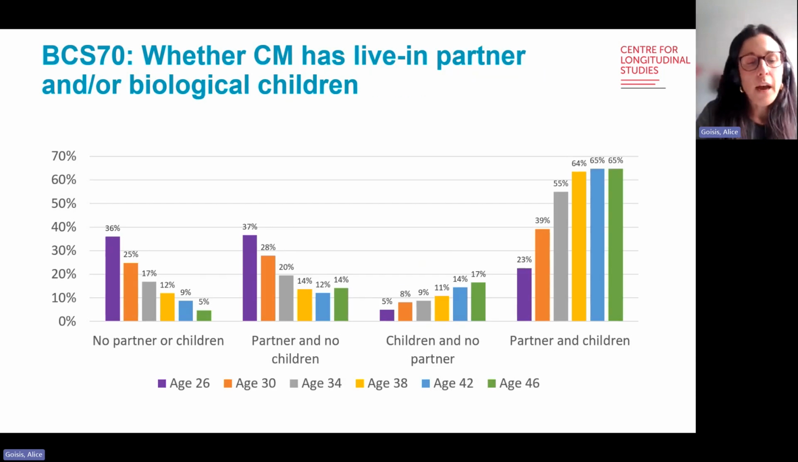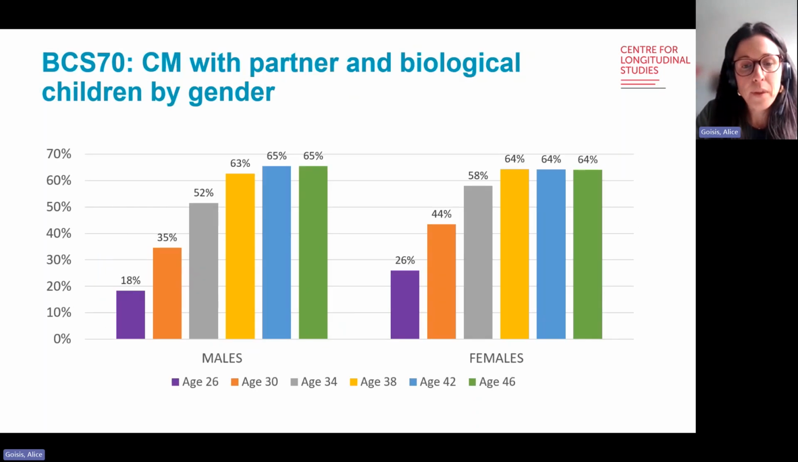And then in this graph, we can see the proportion of cohort members who have no partner or child in the household, who have a partner but no children, who have children but no partner, and then cohort members who have both a partner and at least one child. And as you can see, there is a decline in the proportion of cohort members across the sweeps who don't have partner or children, and then an increase in the proportion of cohort members who have children and no partner, as well as partner and children. So this is just to illustrate and give you an example of what you can do with this data.